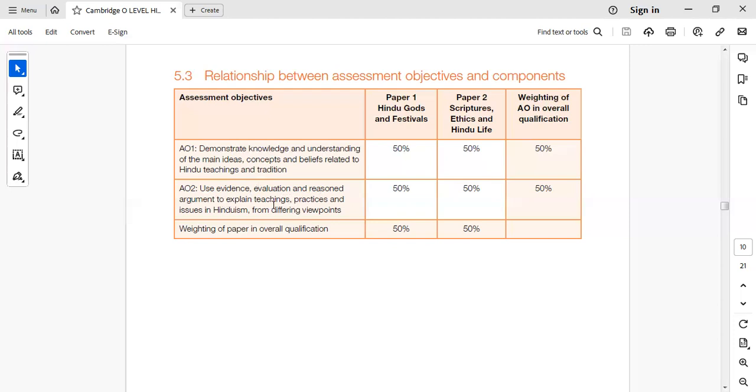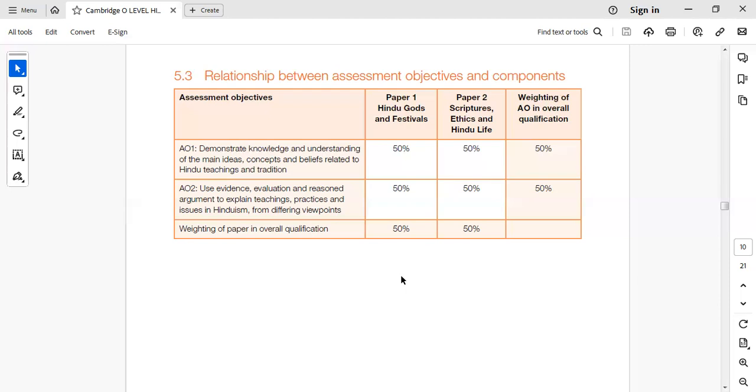So, argument to explain teachings, practices, and issues in Hinduism from differing viewpoints. If student A has a certain point of view, it's not necessary that student B has the same. Student B can have a different point of view. You may agree on some point, the other may disagree. I always say that you write your views. At times, you need to write your views apart from the knowledge, from the understanding of the scriptures. But what is your perception? That should be seen in your work.